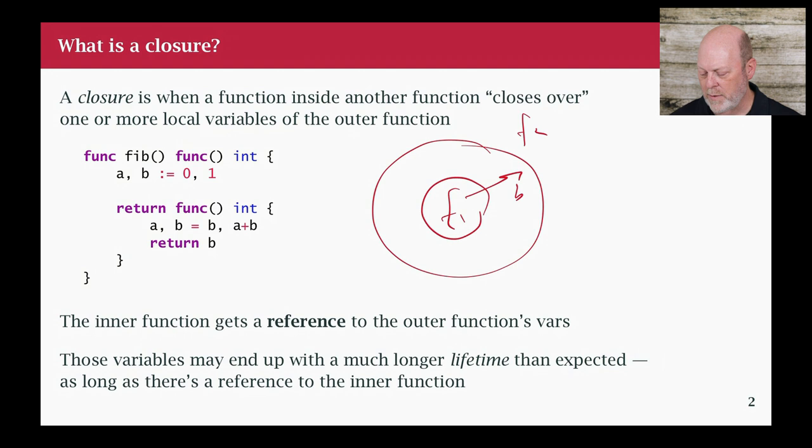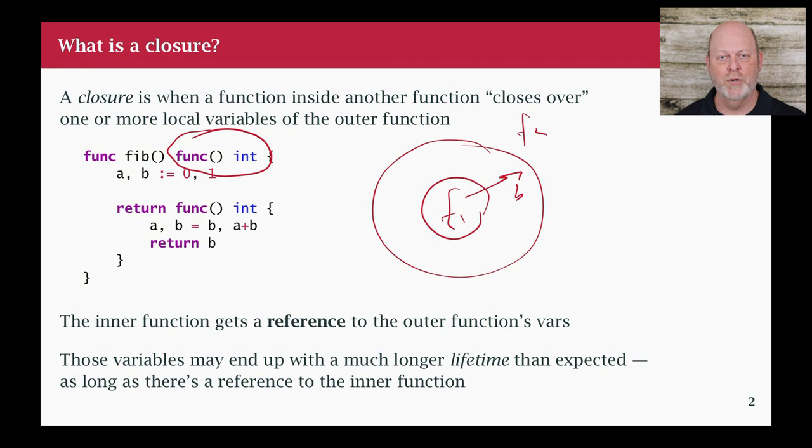Now, here's a practical example on this slide. I've got a little function fib. And what fib does is it doesn't return a value. Well, sort of. It returns a function. The return type of fib is a function that returns int. Okay? It's a function returning a function.